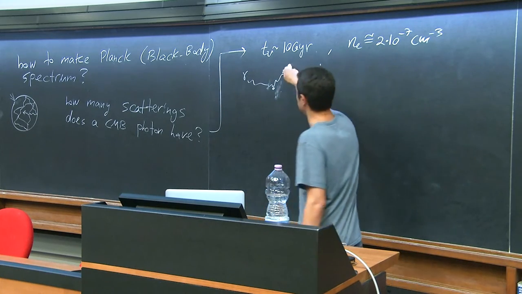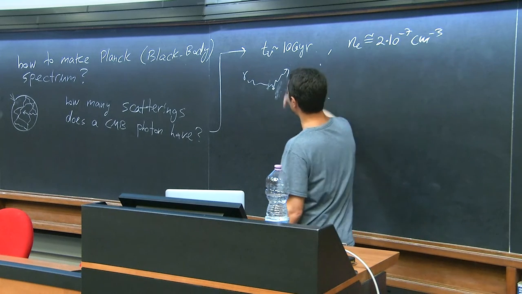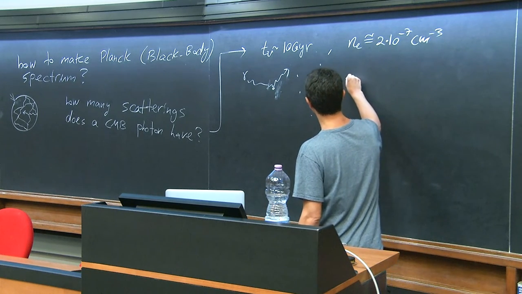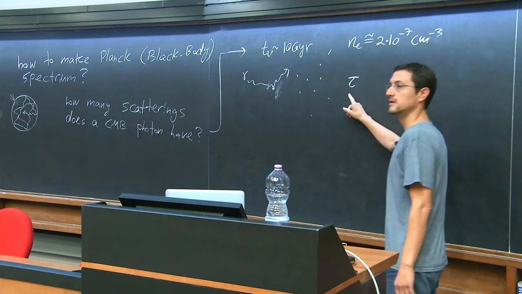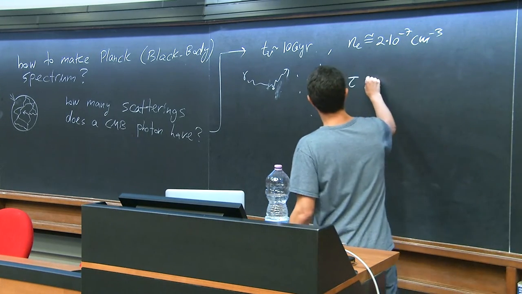And now we know the density. We know the age of the system. We can calculate how many scatterings a photon has over the age of the system. This quantity is usually called tau, or optical depth, but it's really how many scatterings we have.